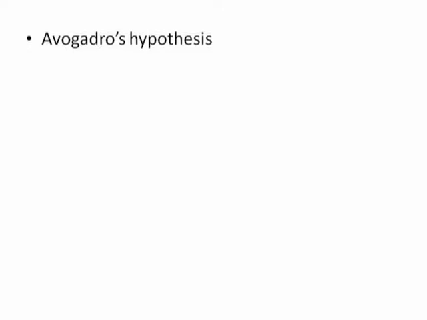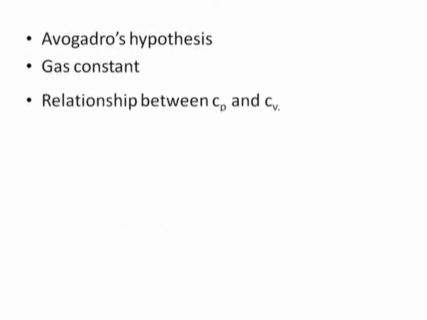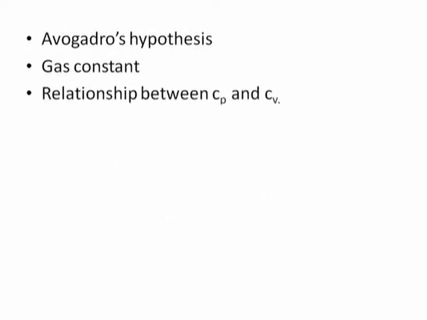So our interest is to find out a relationship between Cp and Cv. In order to achieve this, last time we have seen the Avogadro hypothesis. We have also seen the gas constants, the universal gas constant and the specific gas constant. So today we are interested in establishing the relationship between Cp and Cv. Let us see how we establish this relationship.